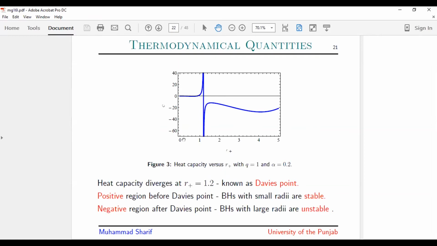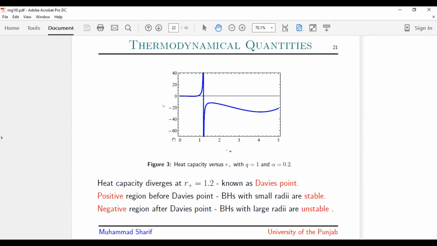So we can see from the graph that the heat capacity diverges at this point, 1.2. You can see from here, this is the graphical picture of C with respect to r positive. So this point is called the divergence point, where heat capacity diverges. So the positive region before this point provides stability of the black hole.